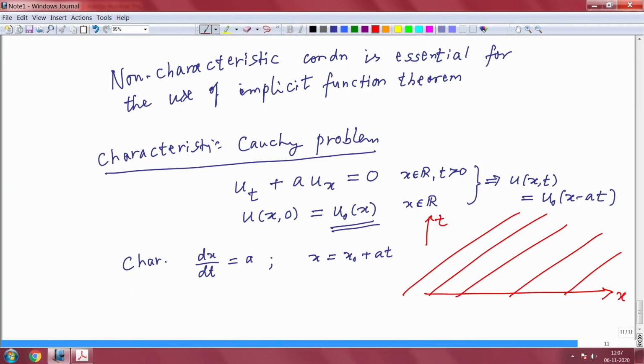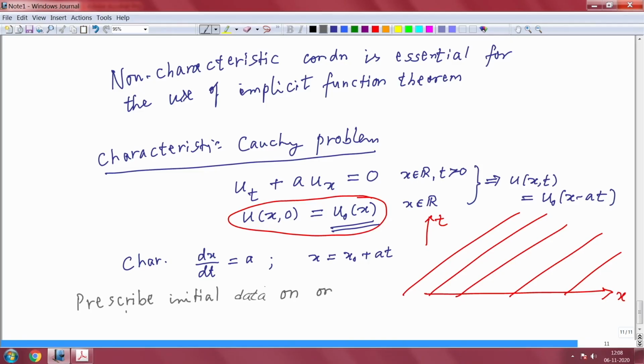Okay. Now, suppose we give the initial condition on one of these characteristics, and that is called characteristic Cauchy problem. So, you take any characteristic of the given equation and you prescribe the initial condition on that. So, suppose I prescribe initial condition, instead of the line t equal to 0, this is line t equal to 0, on one characteristic, any characteristic you take.